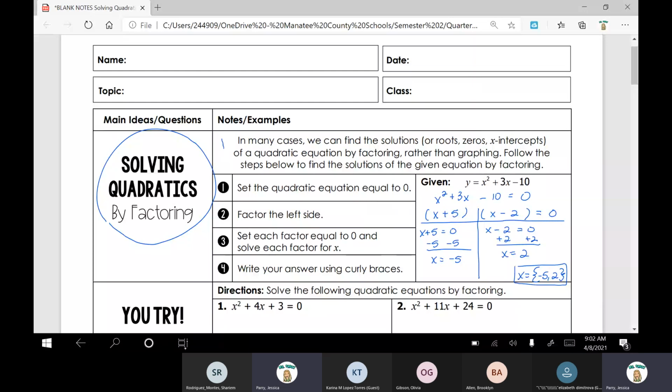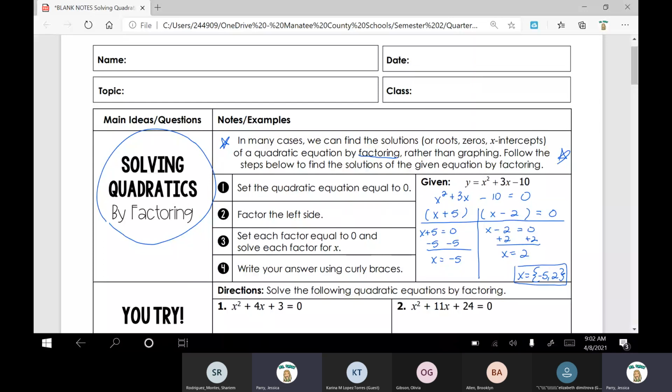In many cases, we can find the solutions, roots, zeros, or x-intercepts of a quadratic equation by factoring rather than graphing. Follow the steps below to find the solutions of the given equation by factoring. We're going to do this by factoring, not graphing, because this is going to be a little bit easier for us to do. So we've got our steps here.